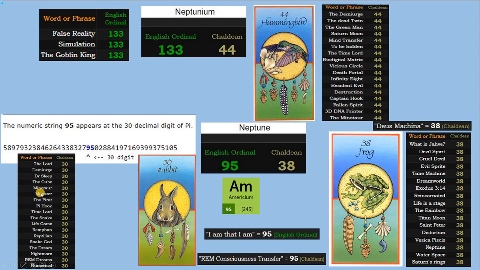Here again, we have Minotaur. And Monster, that is Moon Star. The Pirate, Pie Hook, Time Lord, so again, the reference to Saturn. The Snake, Life Game, Remphan, Reptilian, Snake God, The Dream, Nightmare, REM Dreams, and Numerical. So it all has to do with rapid eye movement, state of sleep, or state of consciousness. So apparently this is the state of consciousness in which this reality was created.